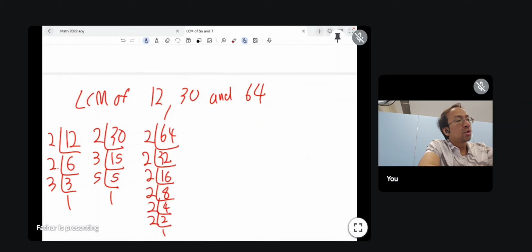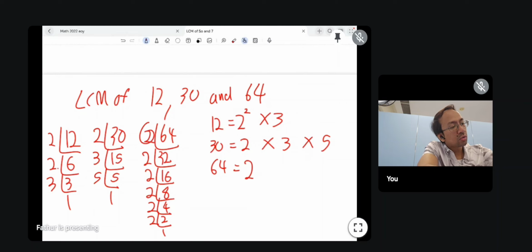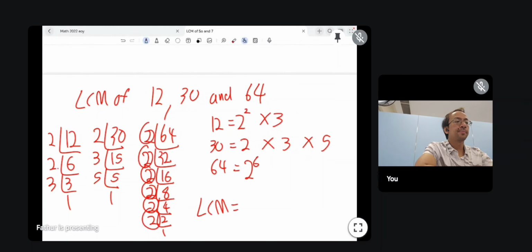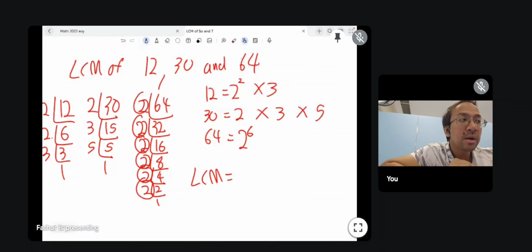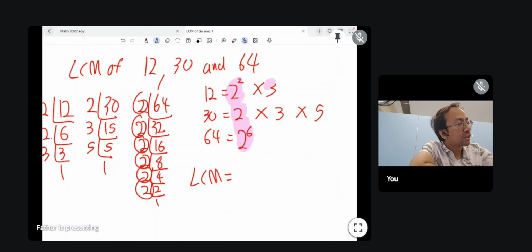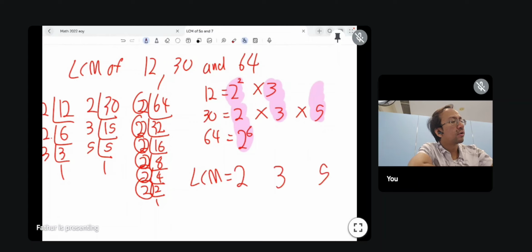There you go. So now you know 12 equals 2 to the power of 2 times 3. 30 equals 2 times 3 times 5. 64 equals 2 to the power of 6. Okay. So now how to find the lowest common multiple? Combine all the numbers first, remember? So what are the numbers you see? I see number 2. I see number 3. I see number 5. So I'll put 2, 3, and 5. You're supposed to multiply them together, right? Once you take a common number, if the numbers are the same, take the higher or equal power.